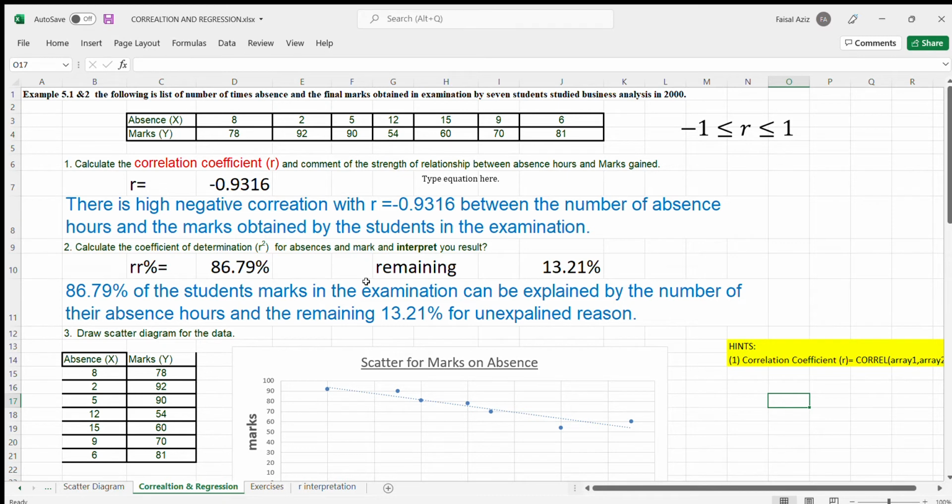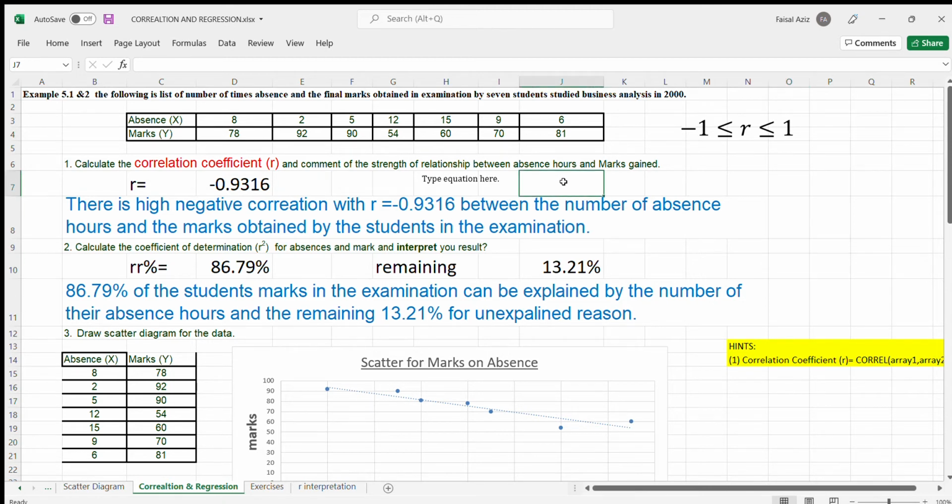As you can see over here in this data, I have data on absences and marks. Normally, the trend is that students having more absences will have lesser marks, and students who have fewer absences will have more marks. So this we can check through the correlation coefficient R, and here I have already calculated it. It comes to minus 0.93, which shows a very strong negative correlation.